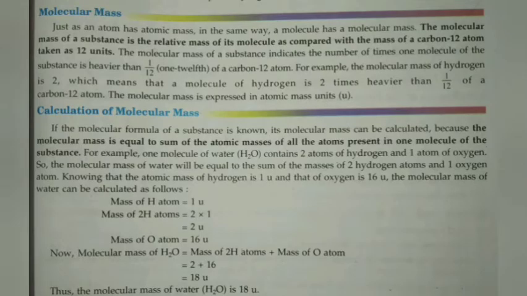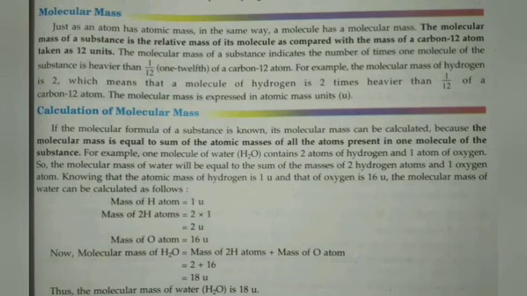In the ninth chapter, Atoms and Molecules, we are going to study about molecular mass. As the name suggests, molecular mass is the mass of a molecule, maybe of an element or of any compound. So molecular mass of a substance is the relative mass of its molecule as compared with the mass of a carbon-12 atom taken as 12 units.